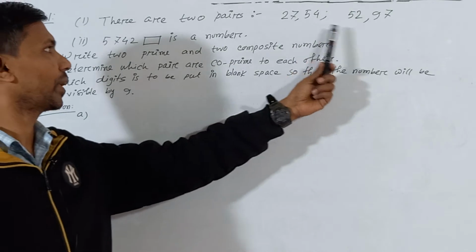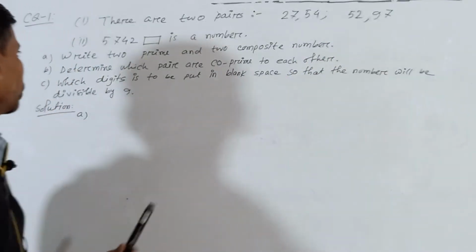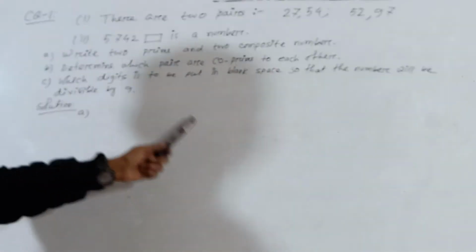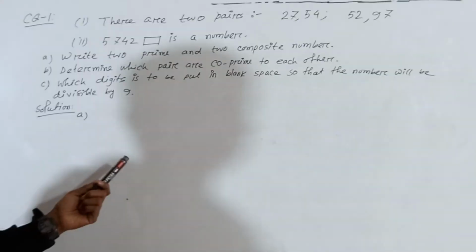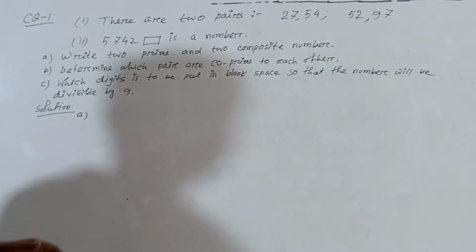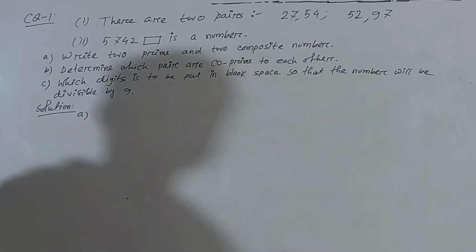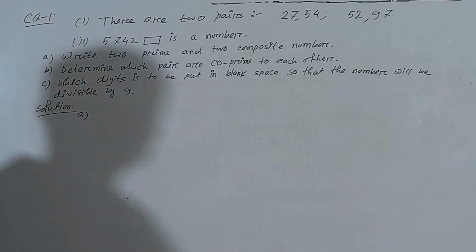That means there are two pairs, this is one pair and this is another pair. We have to identify which pair are co-prime to each other. C number: which digit is to be put in the blank space. That means you see this is the blank space. You have to put a digit so that the number will be divisible by 9. Okay student, look, these creative questions are taken from your book, page number 12.